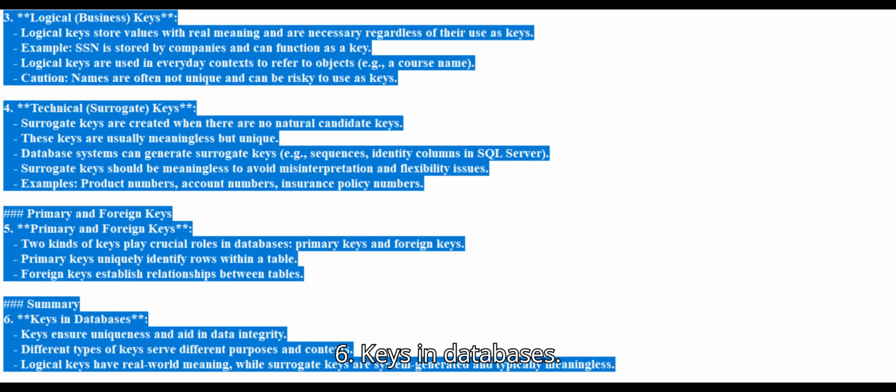Summary. 6. Keys in databases. Keys ensure uniqueness and aid in data integrity. Different types of keys serve different purposes and contexts. Logical keys have real-world meaning, while surrogate keys are system-generated and typically meaningless.